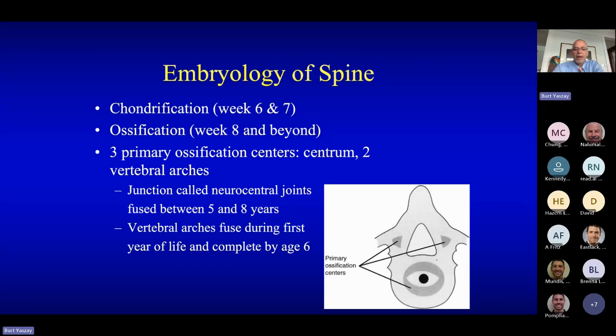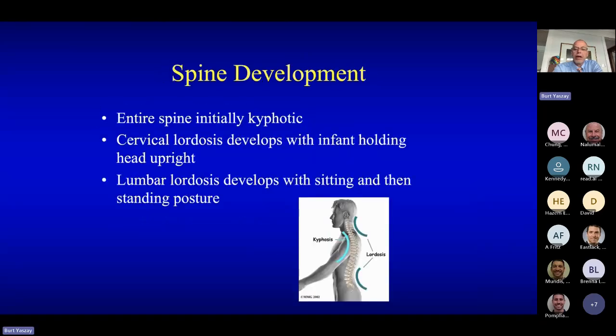There are 3 primary ossification centers. And it's these neurocentral joints or synchondrosis that, if you operate on a really young child and you're putting in pedicle screws, for example, you'll feel that there is an area where there isn't actually cancellous bone that you can get through. And the vertebral arches fuse during the first year of life and usually are complete by the age of 6.